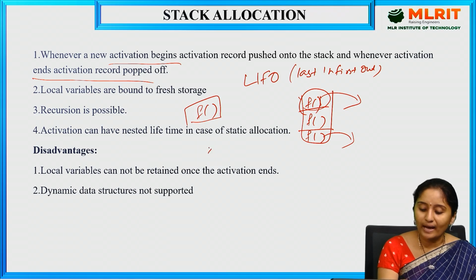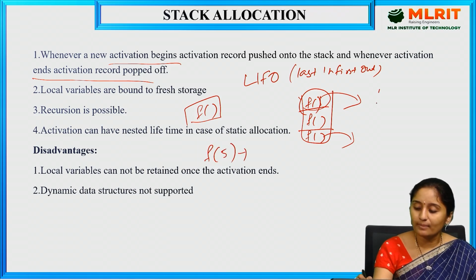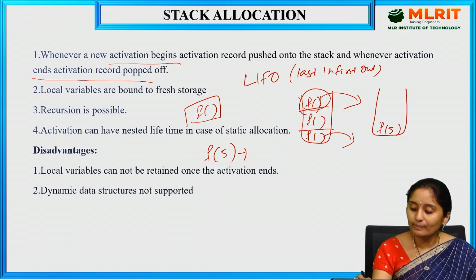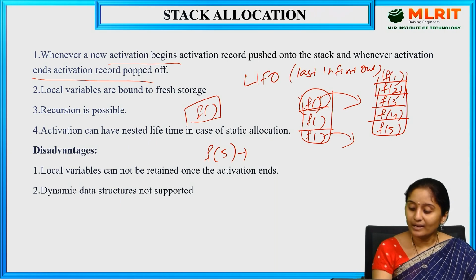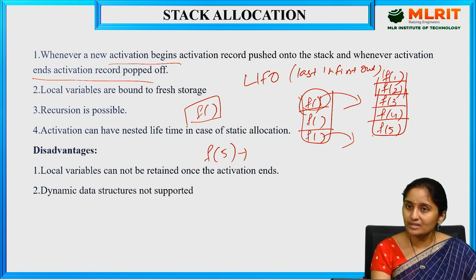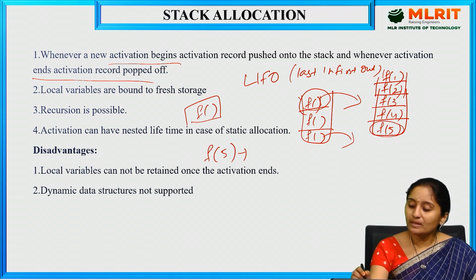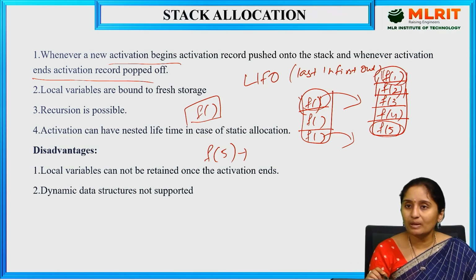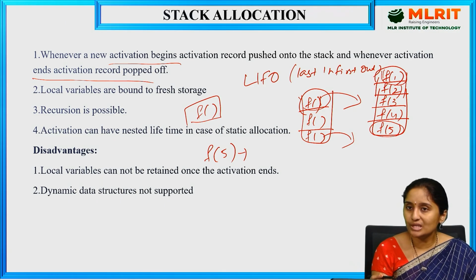Let me take here fact of 5. Initially fact of 5 will be stored, next fact of 4, next fact of 3, fact of 2, fact of 1. Whenever a function or procedure is called, an activation record is created. In this way, these 5 activation records are created. Once the top one's execution is completed, meaning fact of 1 is completed, it will be popped off. Then the next one will be popped off.